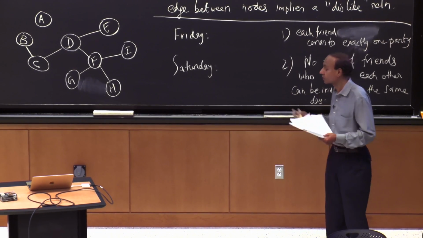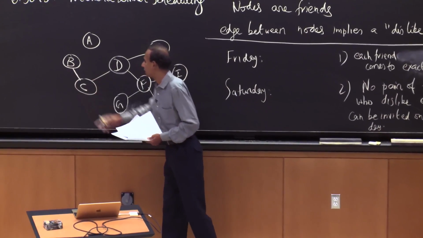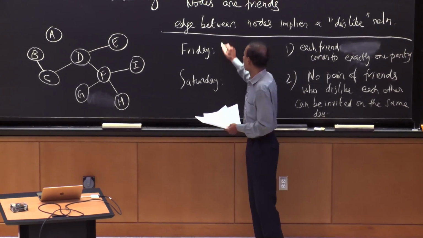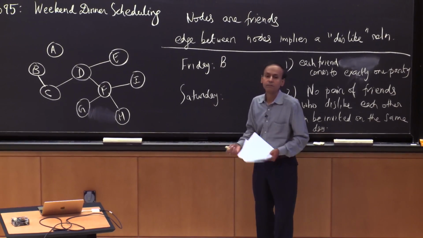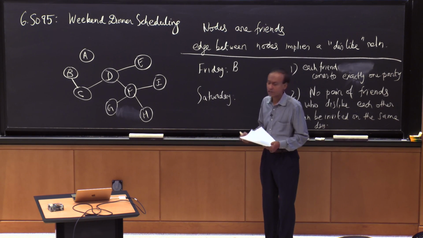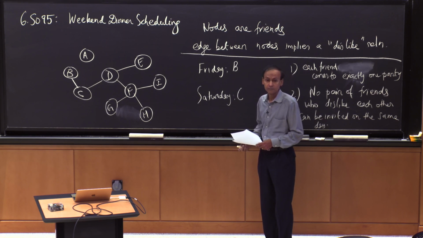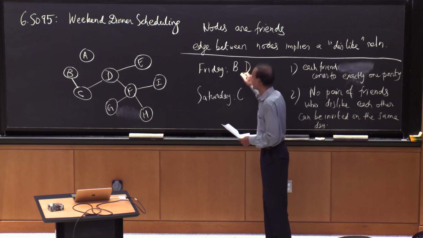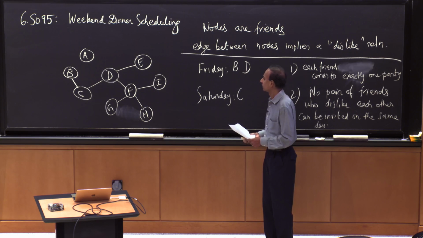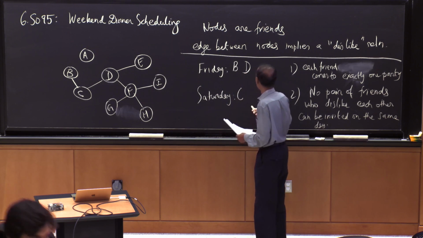Suppose you could try and figure this out by saying, let's go ahead and invite B on Friday. So what does that imply? That immediately implies that C is on Saturday, right? What does that imply? D is on Friday, right? So you see how this is going to go. What does that imply? E and F are on Saturday.